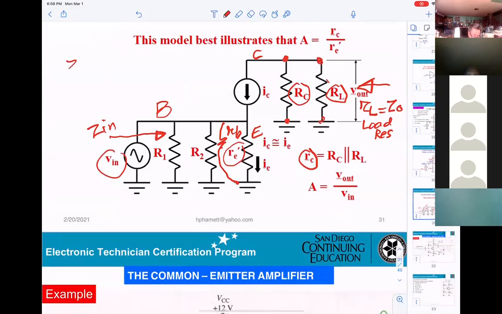Hey, Mr. Pham, I'm having a hard time understanding what RB is. I can see the R prime E because R prime E is 25 millivolts over IE. But what I'm saying here, R prime E is the internal resistance, right? But the one resistance you can see, the one from the base to the root, they call RB. How do we calculate the RB?